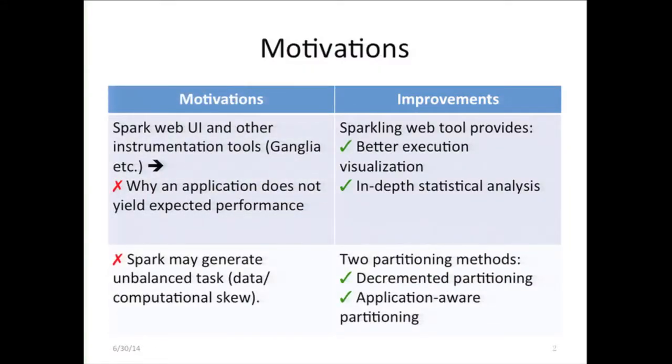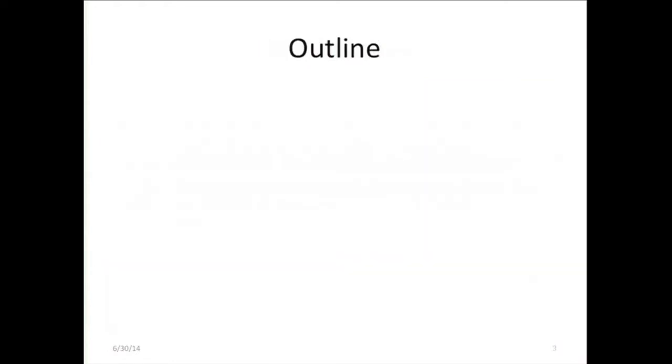Sparkling Web Tool provides better execution visualization, as you can see in the later slides, and it also provides an in-depth statistical analysis. I also find Spark may generate unbalanced tasks during partitioning, which we call data or computational skew. In order to solve that problem, we have proposed two partitioning methods, one called decremented partitioning and the other called application-aware partitioning.